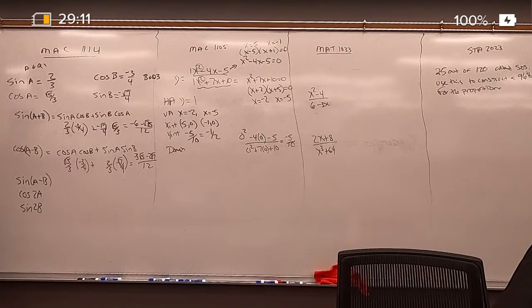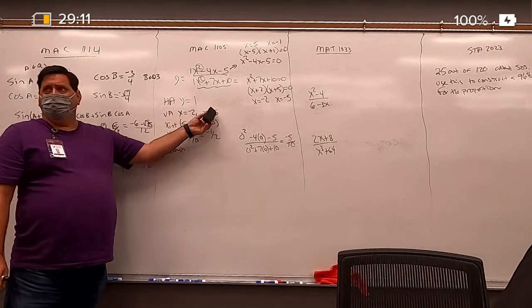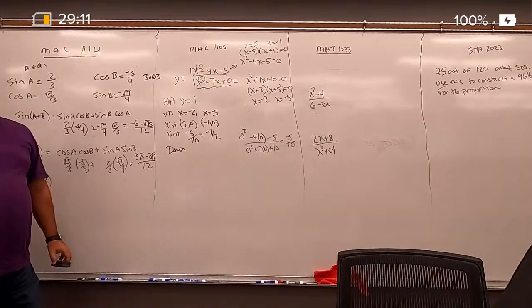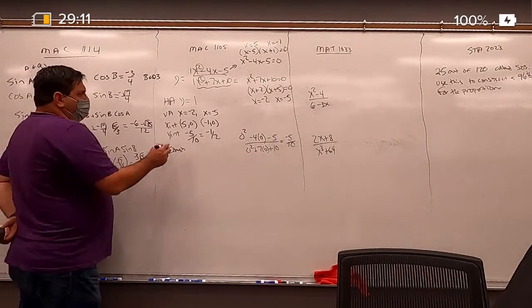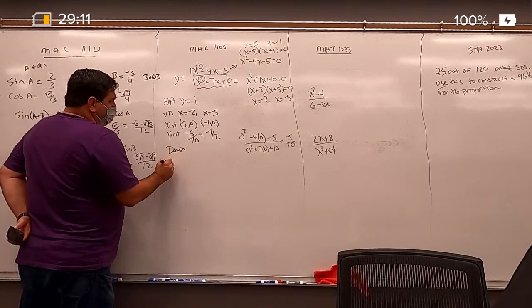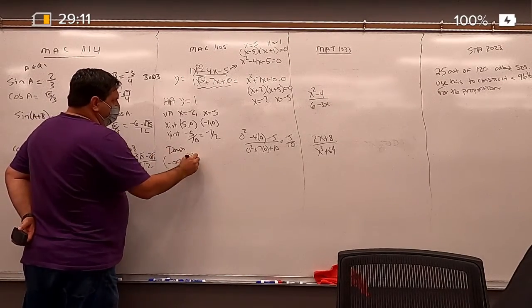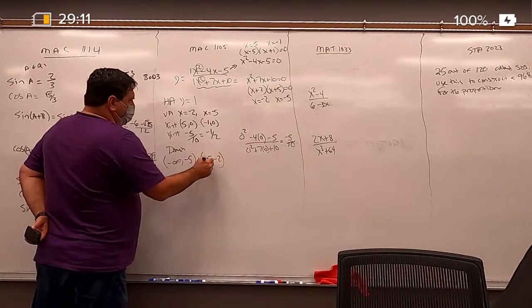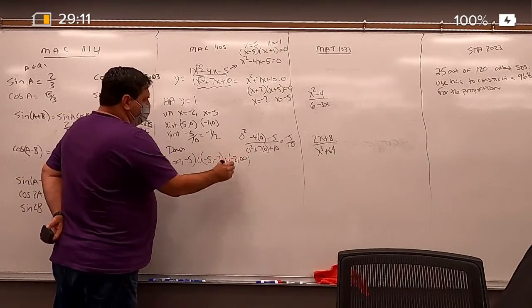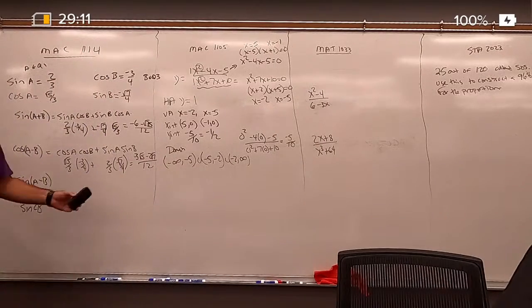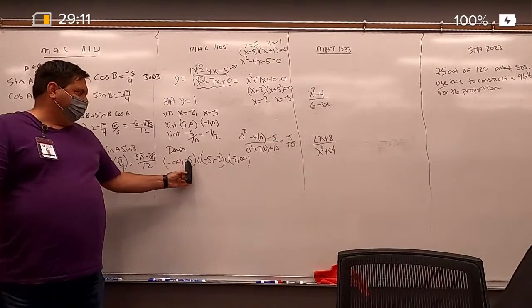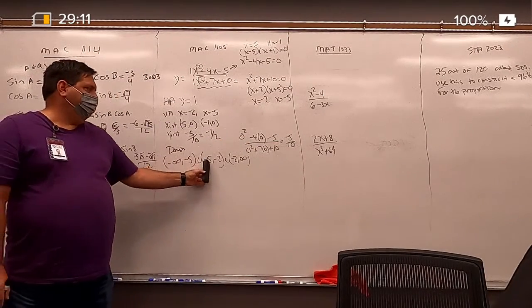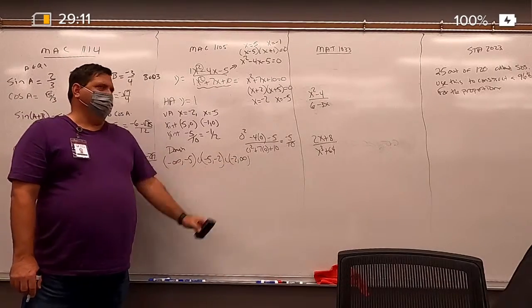Now the domain. Henry, we have to exclude both vertical asymptotes. All right? So we've got negative infinity to negative 5, union negative 5 to negative 2, union negative 2 to infinity. We have to exclude these two numbers. Negative infinity to negative 5, negative 5 to negative 2, negative 2 to infinity.